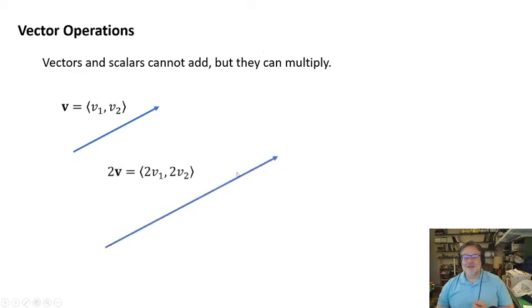It's not going to change the direction whatsoever, but we're going to basically multiply both components here by 2. So it has the same direction, but it's got twice the magnitude. If we multiply v by 1/2, you can probably predict what's going to happen here. It's half as long. We've multiplied both components here by 0.5.